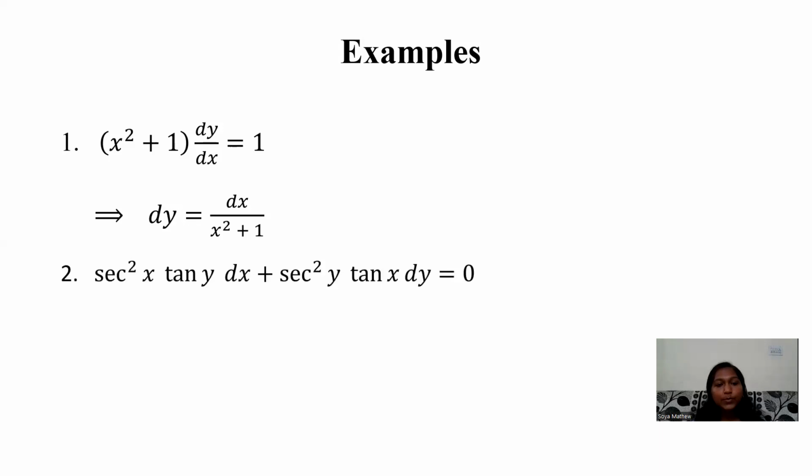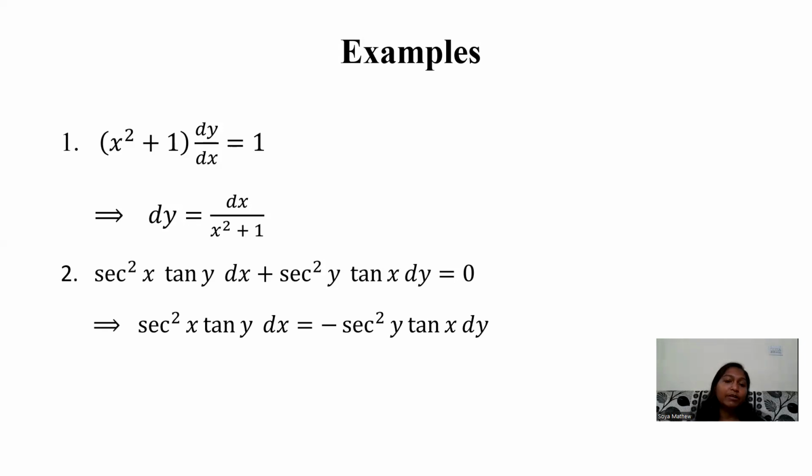Another example is secant square x into tan y dx plus secant square y into tan x into dy equal to 0. So how do you separate the terms, x on one side and y on the other side? First of all, you can take one of the terms of the LHS onto the RHS, and we can go for cross multiplication to separate the variables, so that this equation can be rewritten as secant square x into dx divided by tan x is equal to minus secant square y dy divided by tan y.